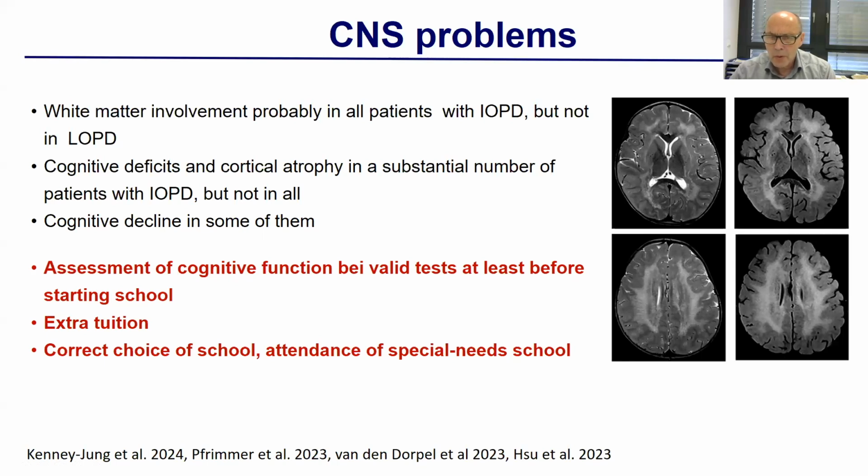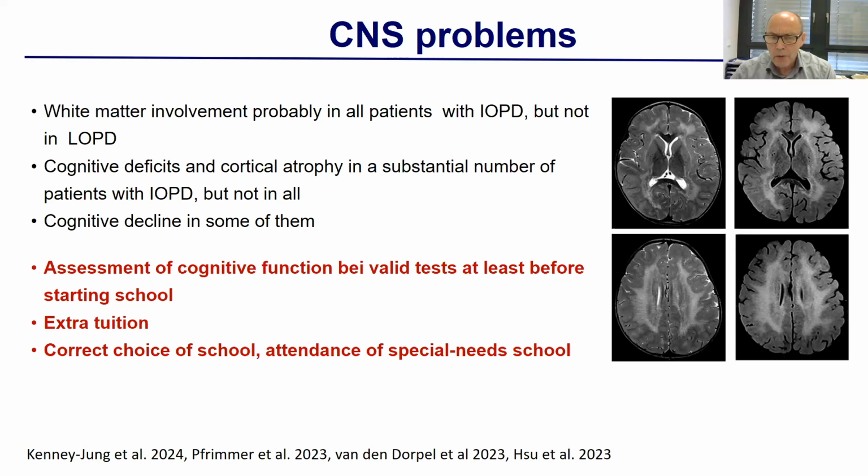and sometimes a cortical atrophy that you can see in the MRI. And what we have also learned is that some of these patients develop a cognitive decline over time. This means they are doing quite well in the beginning, but around school age, it becomes clear that they will have school problems and will not be able to learn as fast as their peers.